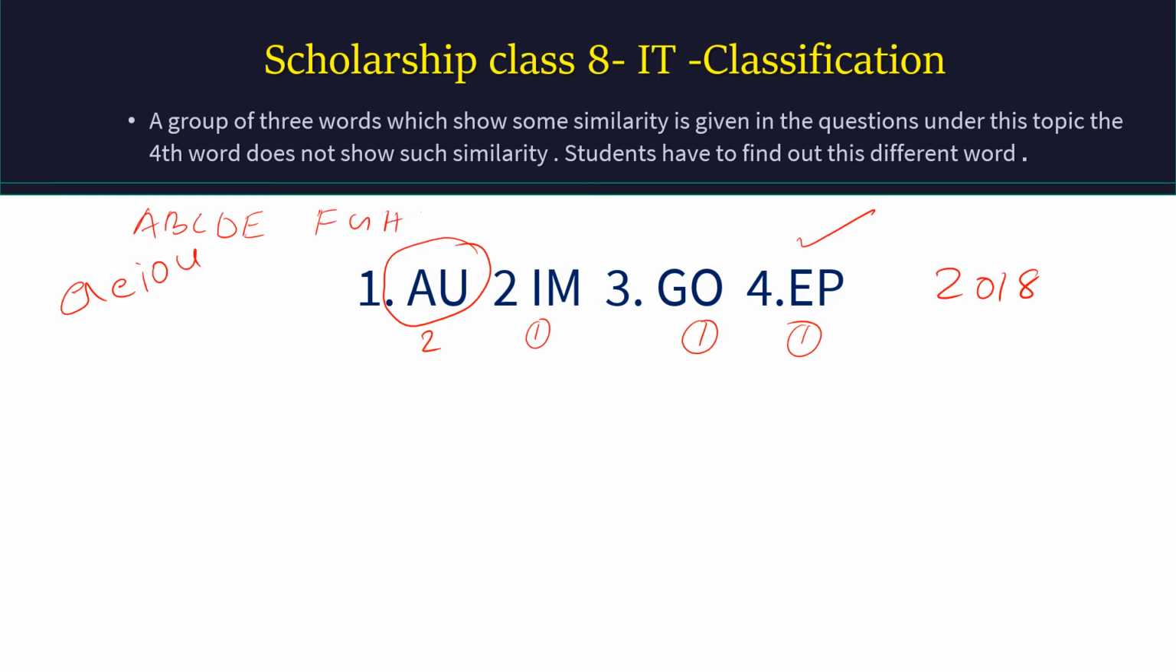F, G, H, I, J, K, L, M, N, O, P, Q, R, S, T, U, V, W, X, Y, Z. Now we'll add the numbers to it. If you add, A is equal to 1 and U is equal to 21.